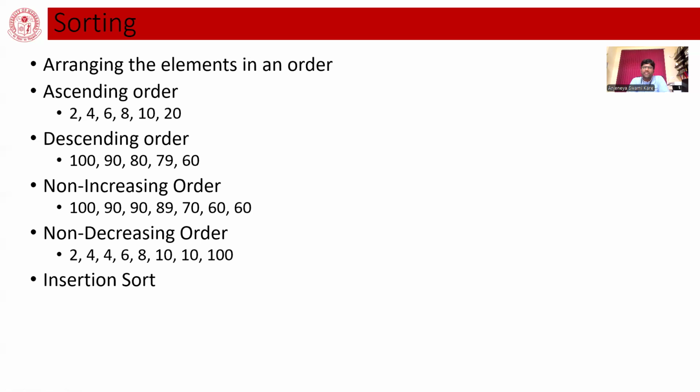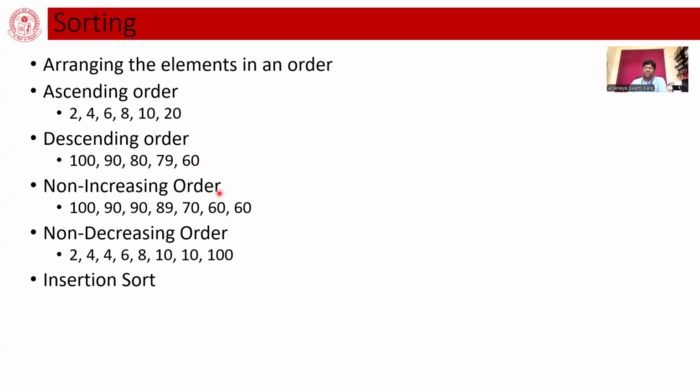Sorting is basically arranging the elements in an order. What kind of order? There are four names for the order of the data. One is ascending order. Ascending order means the next element is definitely bigger than the current element. For example, you see here, 4 is bigger than 2, 6 is bigger than 4, 8 is bigger than 6, and so on. So this is ascending order, or increasing order. Descending order means the next element will be smaller than the current element: 100, 90, 80, 70, 60. This is one descending order. Descending order is also called decreasing order.